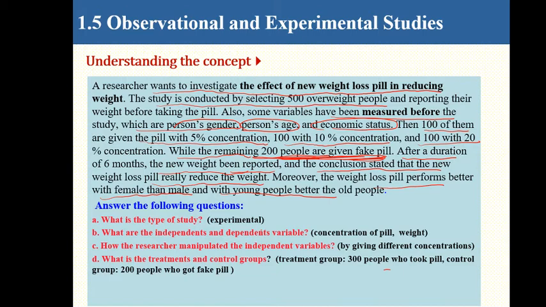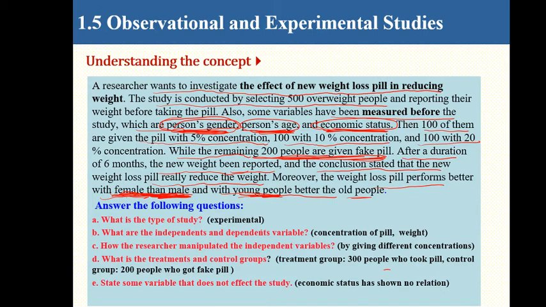Now, state some variable that doesn't affect the study. Okay, what's not related to the weight? So the effect of the pill, I mean the gender, we have some gender issue here, because gender is also affecting the efficiency of the pill. It is female more than male, and young people is better. So the age is also involved in the study. It affects the efficiency, but the economic status, the study did not find anything related to it. So economic status has shown no relation to the study.